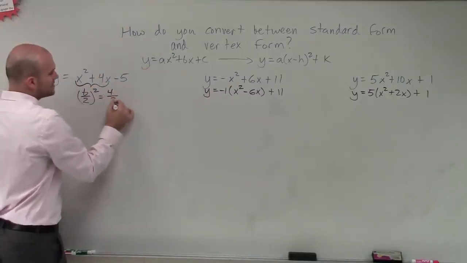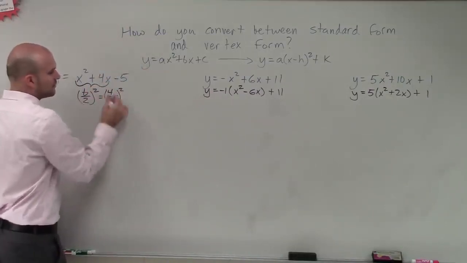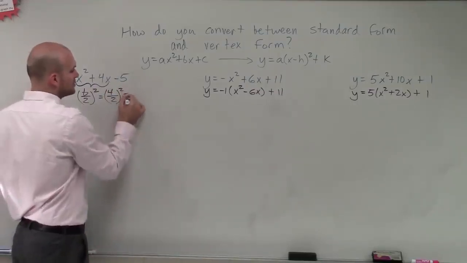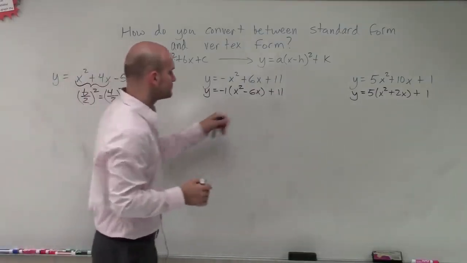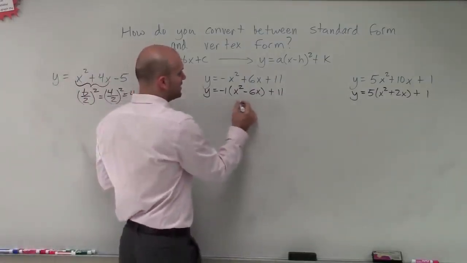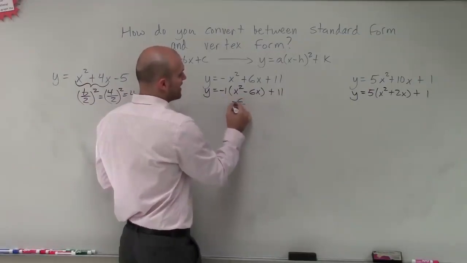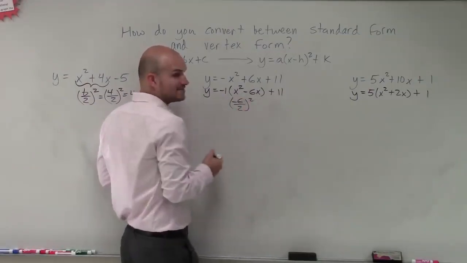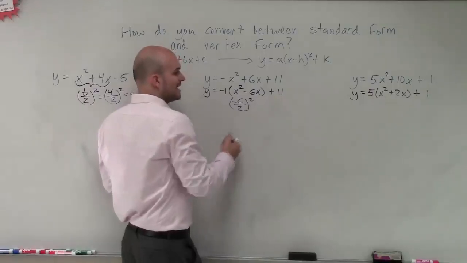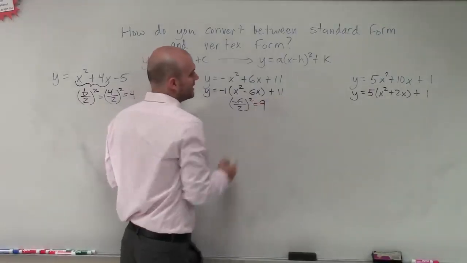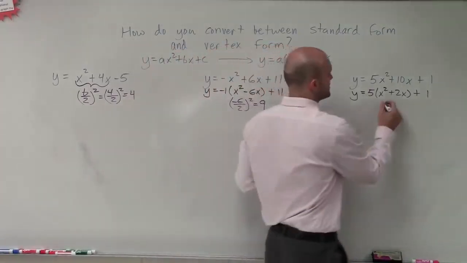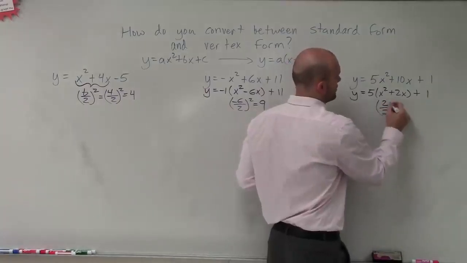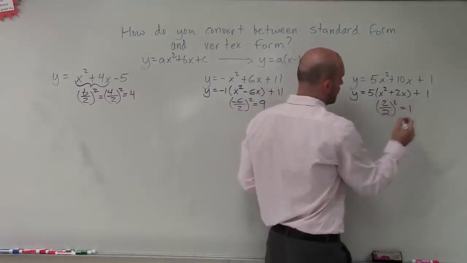So that's going to be 4 divided by 2, squared. Well, 4 divided by 2 is 2, and 2 squared is equal to 4. Here, my b divided by 2 is going to be negative 6 divided by 2, squared. Well, negative 6 divided by 2 is negative 3, and negative 3 squared equals 9. Here, I'm going to take 2 divided by 2 and then square it, and that equals 1.